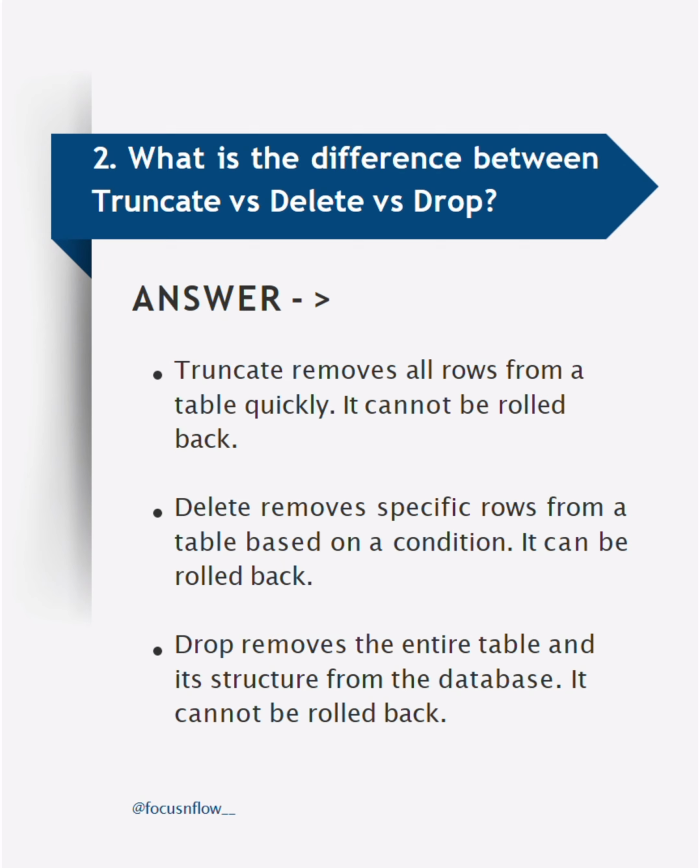Question 2. Difference between truncate, delete, and drop. Truncate removes all rows from a table quickly. It usually cannot be rolled back. Delete removes specific rows based on a condition. It can be rolled back. And drop removes the entire table, including its structure, permanently. So, delete removes rows, truncate removes all rows, and drop removes the whole table.